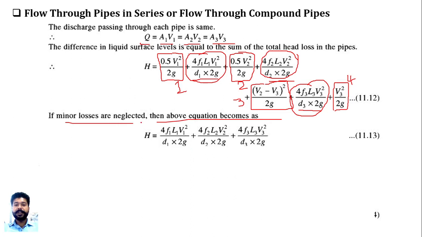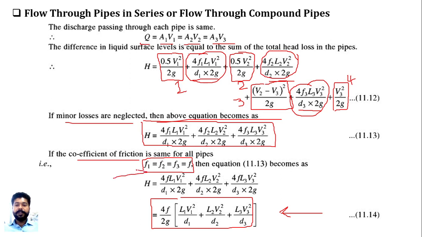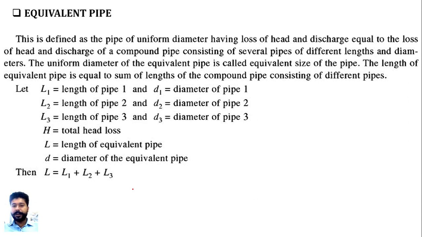So if the minor losses are neglected, then the above equation can be written as the summation of all head loss due to friction. In this case, if we say that the coefficient of friction is the same for all pipes, as all pipes are made from the same material, then we can write F1, F2, F3 equals F. After putting this value in the equation, we can write 4F divided by 2g into bracket L1 V1 square divided by D1. So this equation is for when F1, F2, F3 are the same, meaning your coefficient of friction is the same for all pipe materials.